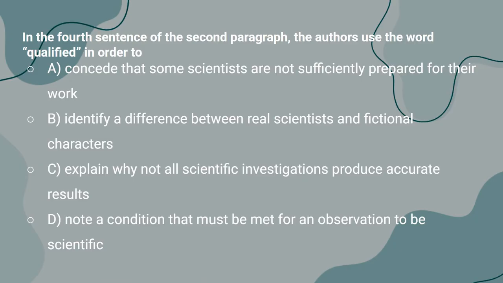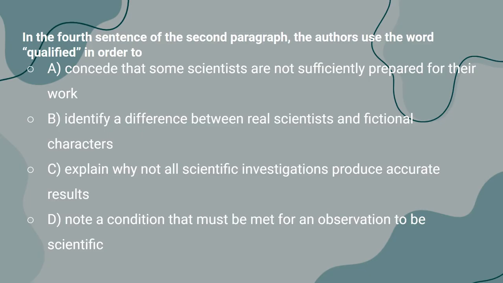C. In the fourth sentence of the second paragraph, the author uses the word qualified in order to. So again, a very similar question with connotative and denotative. So A, could see that some scientists are not sufficiently prepared for their work. Not terrible, but again, this is more denotative than connotative, so I wouldn't really go into that. B, identify a difference between real scientists and fictional characters. Not a good answer at all.